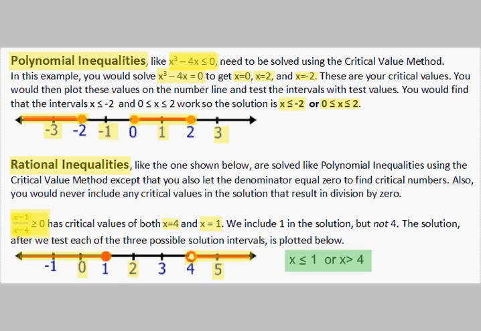If you want more detailed examples of polynomial and rational inequalities, see the separate videos titled Polynomial Inequalities and Rational Inequalities, and there I go through several problems step by step.